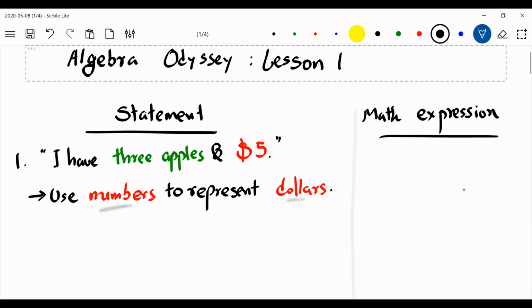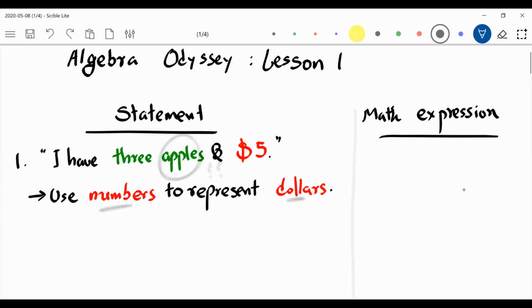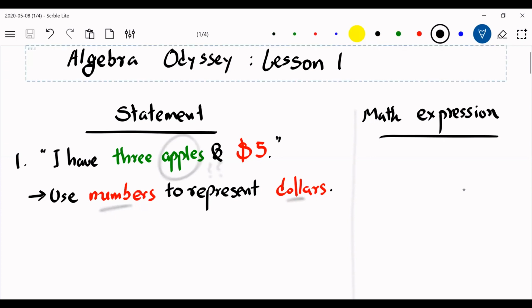As I have already used numbers to represent dollars, what should I use to represent apples? I should use something else for the apples. To represent apples, I can use any letters from the English alphabet, or Greek alphabet, or any other alphabet. Since the letter X is quite popular for this type of thing, I'm going to use the letter X to represent apples.